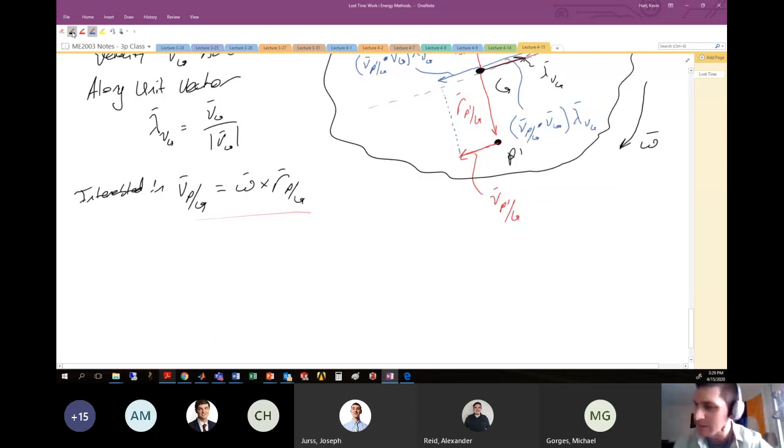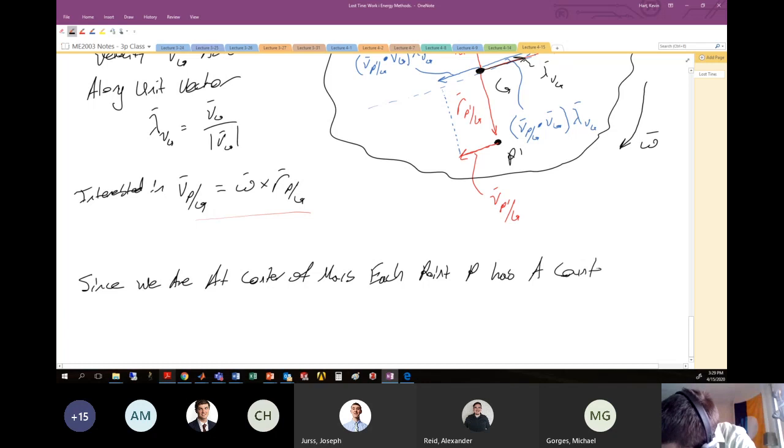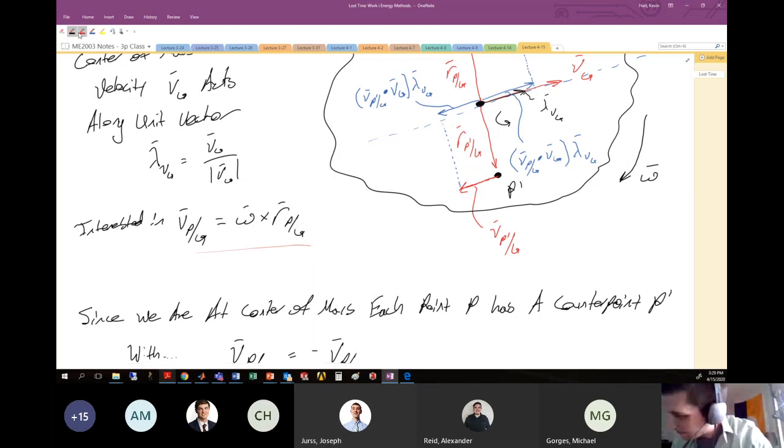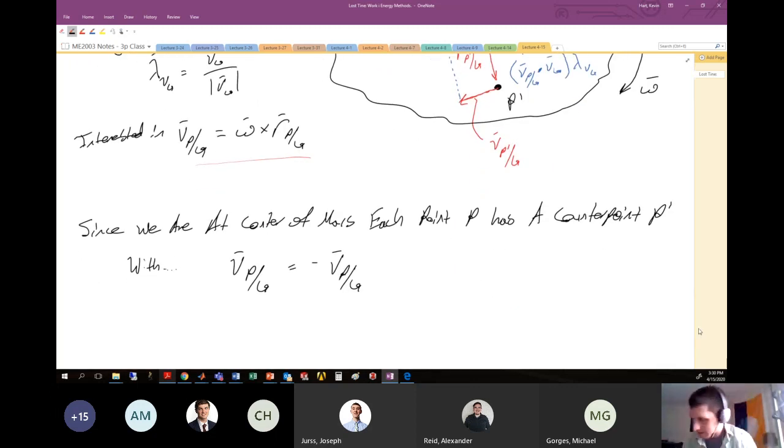So let's write that in English. So since we are at the center of mass, and there exists this sort of yin and yang P prime points, each point P has a counterpoint P prime with the following relationship, that the velocity of point P relative to point G is equal to the negative velocity of point P prime relative to point G. And that's what we see generally with this vector here and this vector here. They're basically equal and opposite in direction, all right? They're equal and opposite vectors.